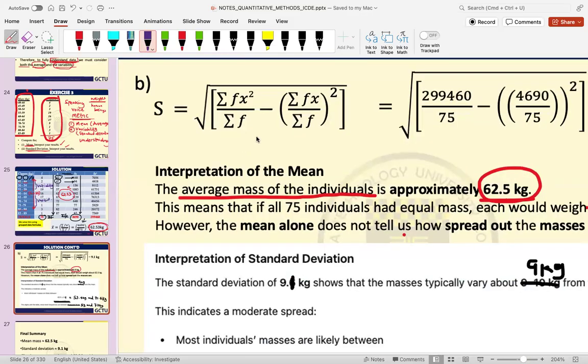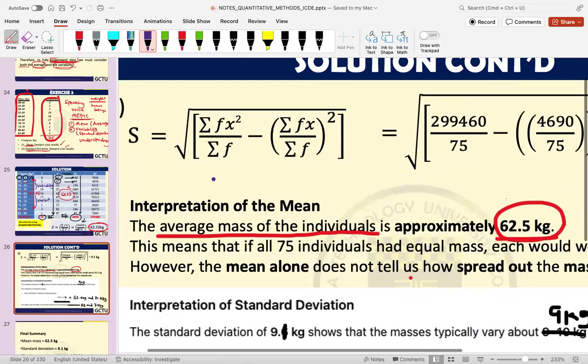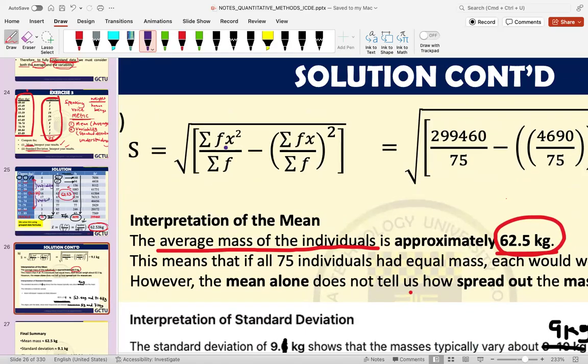Now the variability, the standard deviation, this is the formula we wrote. Square root of sigma fx squared over sigma f minus sigma fx over sigma f all squared. If you go to the table, we have this one there, no problem. If you go through the table too, we have this one, the same thing. We don't have a problem. That was the 75. So we don't have a problem. If you go to the table to the fx, we have it. That was where we had the 4690. So now our problem is we don't know this one.